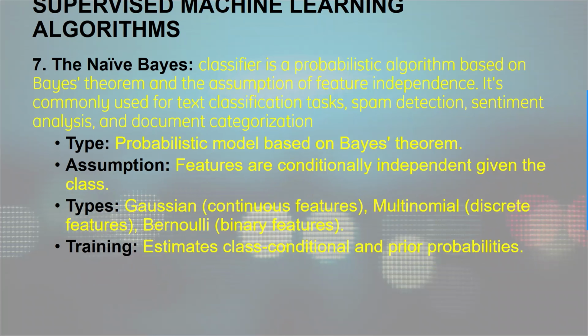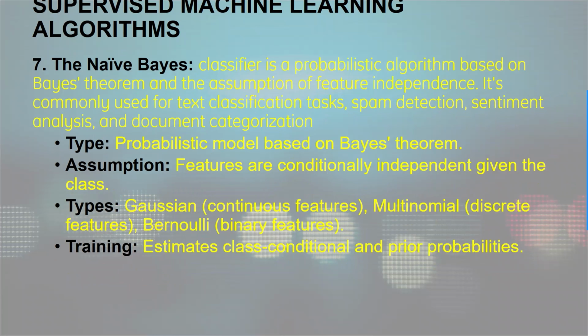Next, we have the Naive Bayes classifier, which is a probabilistic algorithm based on Bayes' theorem and the assumption of feature independence. It's commonly used for text classification tasks, spam detection, sentiment analysis, and document categorization. The type here is a probabilistic model based on Bayes' theorem. The assumptions here include that features are conditionally independent given the class.